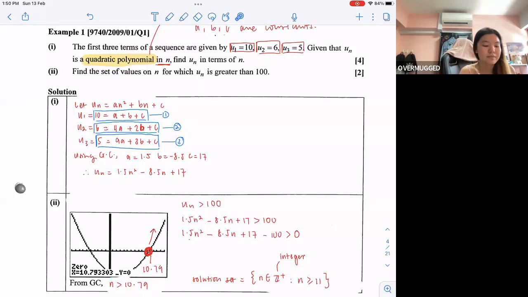And that's all for example number 1. So this is a real A-level question. It came out in 2009, so quite long ago. You should be proud of yourself if you managed to solve this question with me. Okay, let's move on.